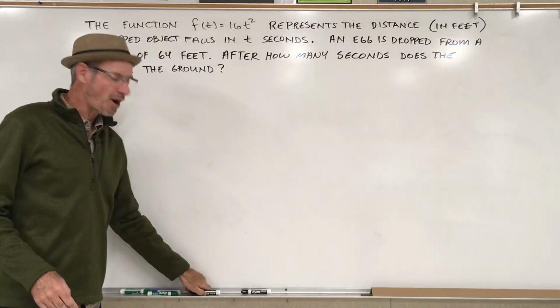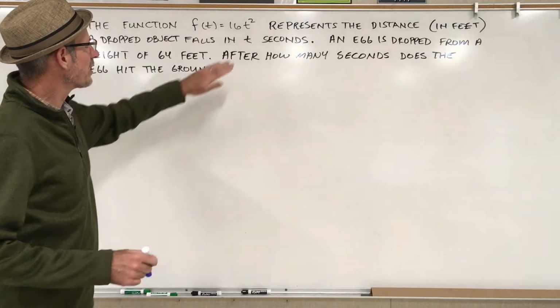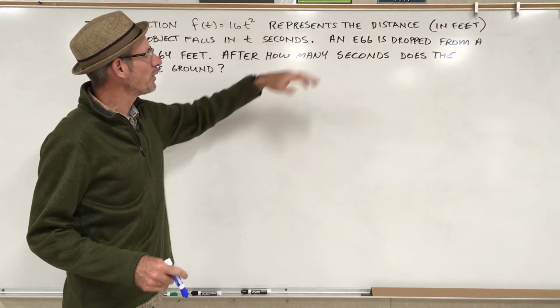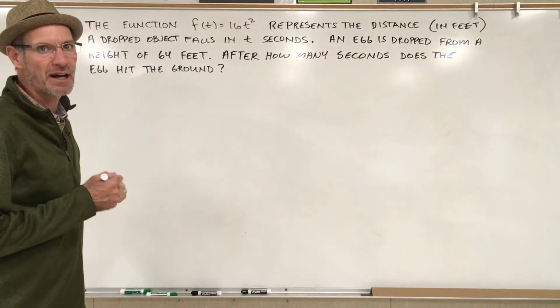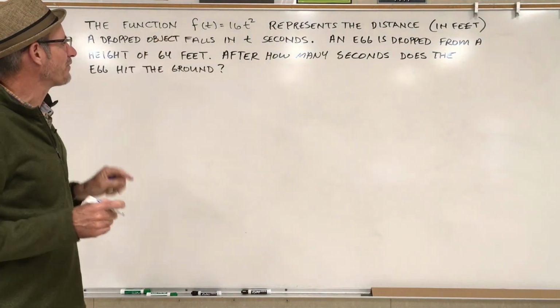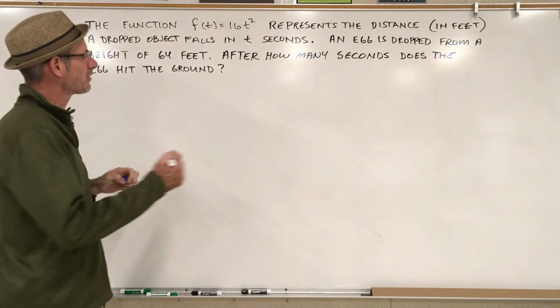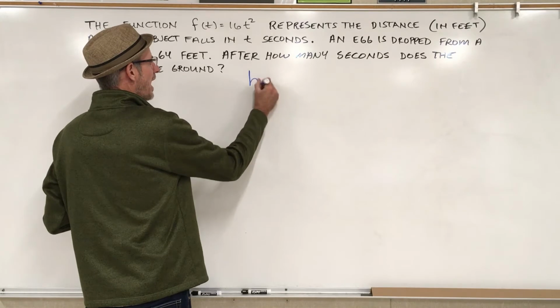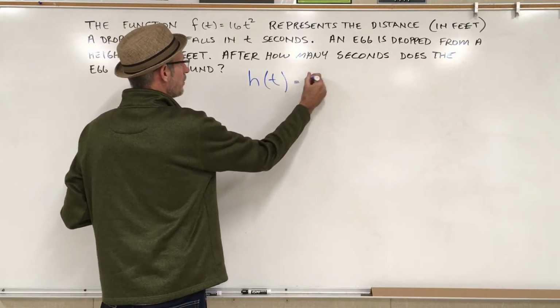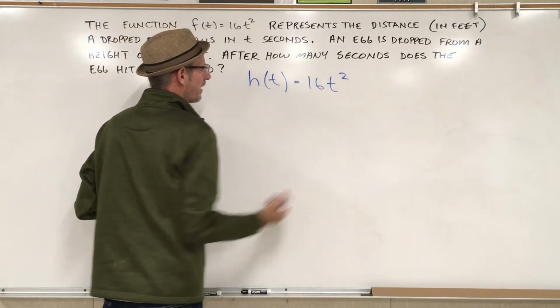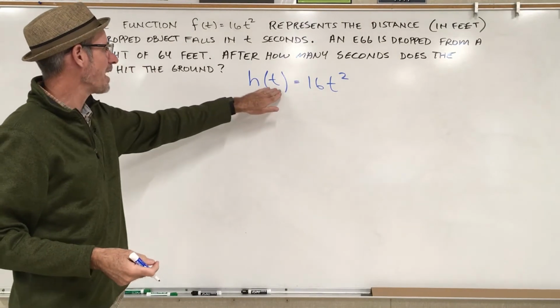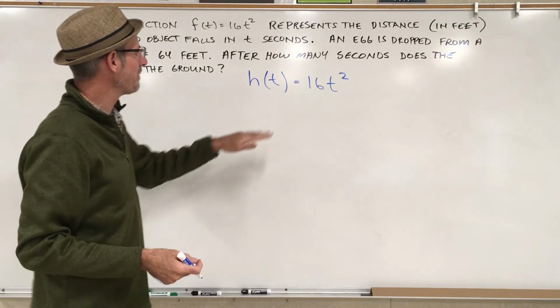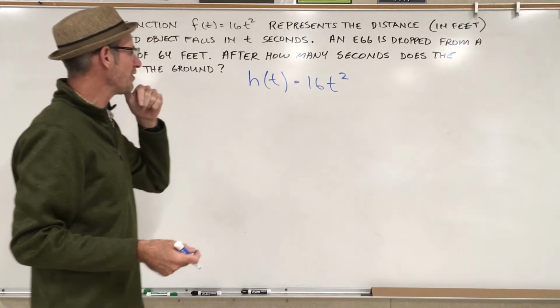Well, the first thing that bothers me about the problem is they're talking about the distance, which is the height since it's a falling object, and they're using an f. So to make it easier for me to remember what's going on here, I'm going to call it h of t equals 16t squared. So now the height as time passes is represented by the function 16t squared.